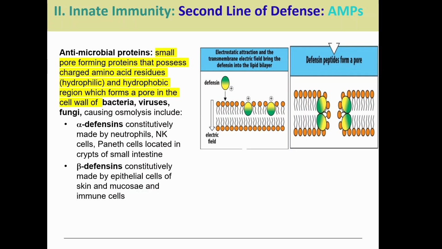Now we have alpha defensins and beta defensins. Alpha defensins are made by neutrophils, natural killer cells, Paneth cells, right, that we find in like the small intestines. And then the beta defensins we find with epithelial cells in the skin and the mucosae and immune cells. So you can think of alpha defensins as internal, beta defensins being more external in a way.